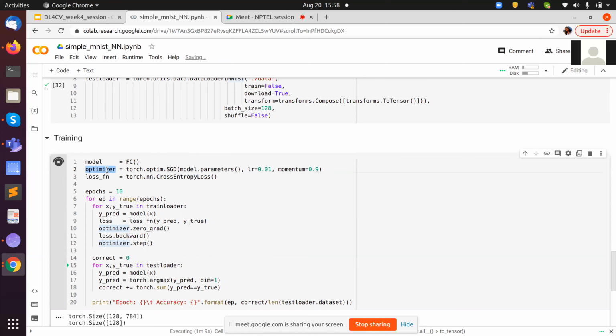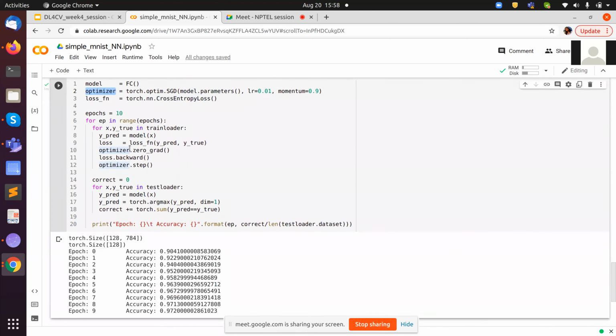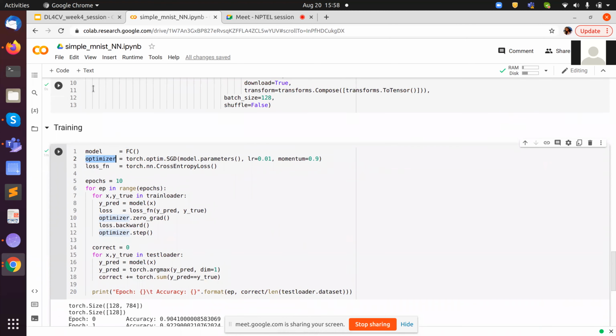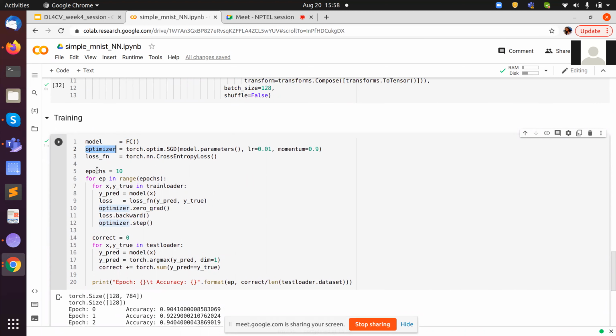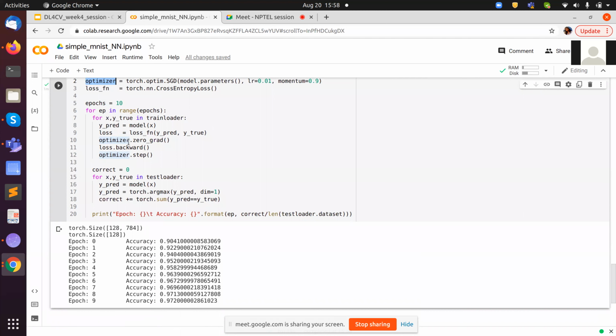And then there is this optimizer, which decides what the step size should be while updating these parameters and what the momentum should be. And once we have all these small building blocks ready, that is the model, the dataset, optimizer and loss function, the training process is very simple.